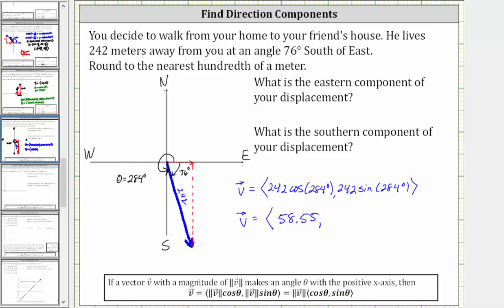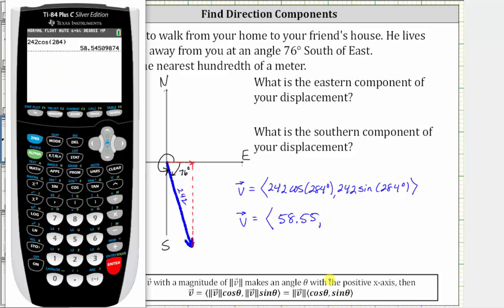And now for the y component, we just need to change the cosine to sine. We can do this quickly by pressing second enter and then edit this entry by changing cosine to sine. Enter. We have a 1 in the third decimal place. We round down to negative 234.81.